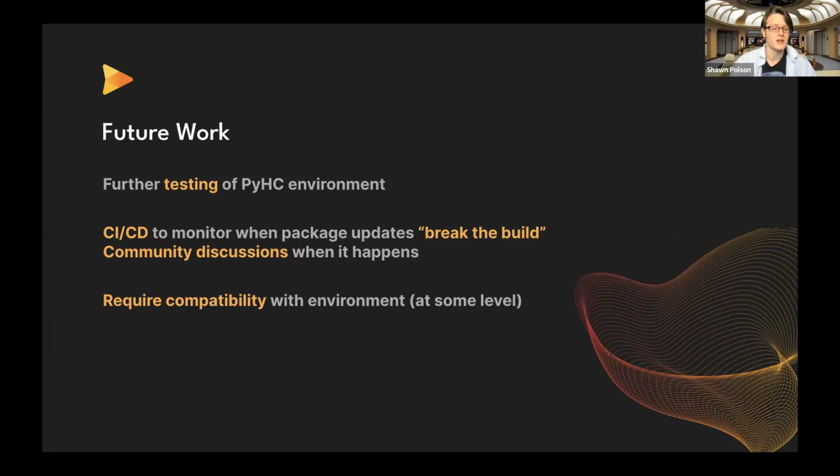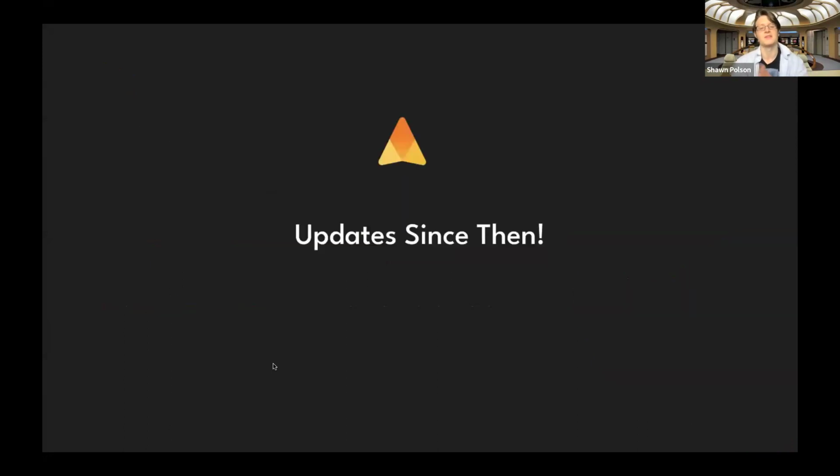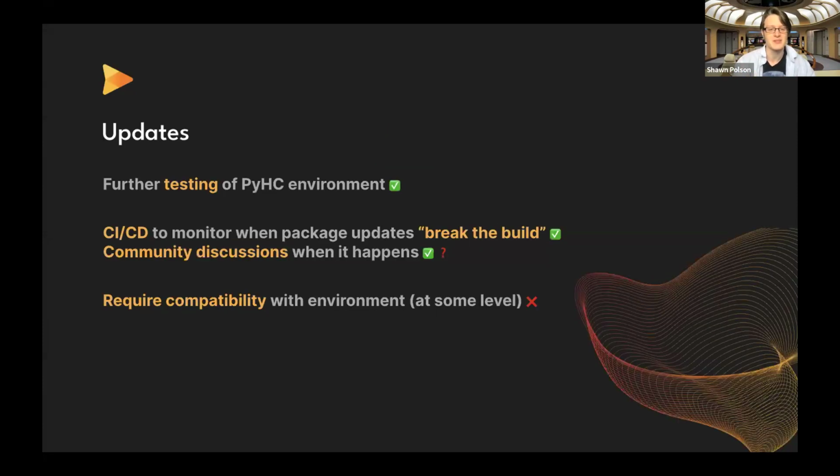And at some point, we've been floating around the idea of requiring compatibility with this environment at some level, maybe when we start to have different evolving package tiers or something like that. But yeah, that's pretty much the end of what I had talked about at IDEA. So that was back in October, and there have been updates since then. So this is the part where I tell you what those updates were. Since October, I have done some further testing of the PyHC environment.